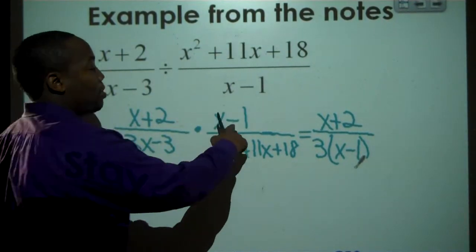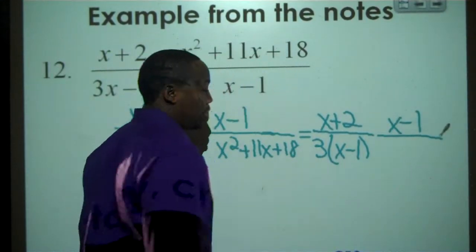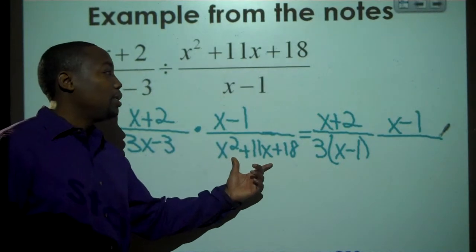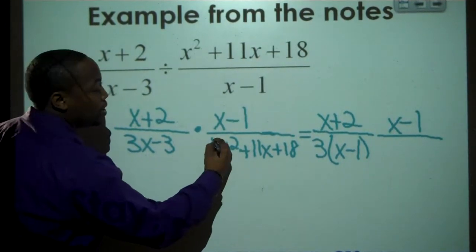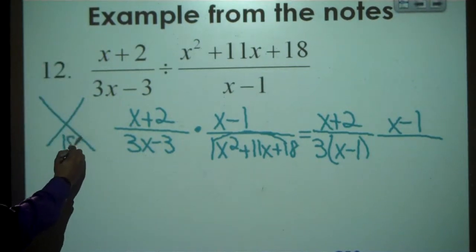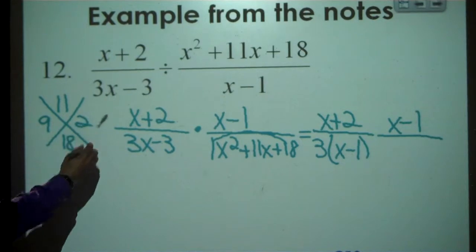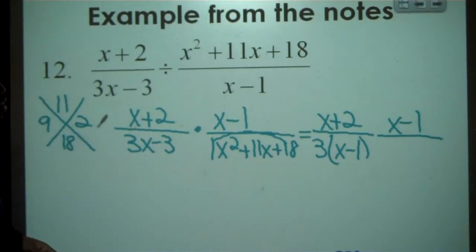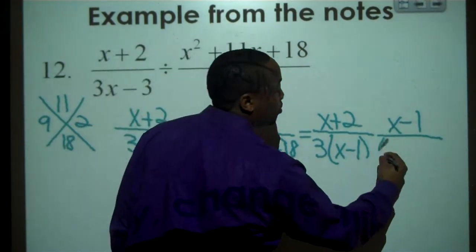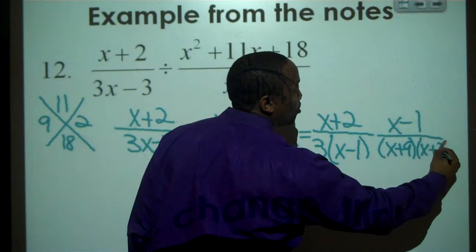Good. Now, can we do anything to the top on this one? No. x minus 1, we'll leave it the same. Now, how do I break this down? We break it down using the x. The 1 times the 18 will give me 18. Bring the 11 to the top. And from right there, you know it's going to be 9 and 2, because they multiply to give me 18 and add to give me 11. So we can automatically do this: x plus 9, x plus 2.